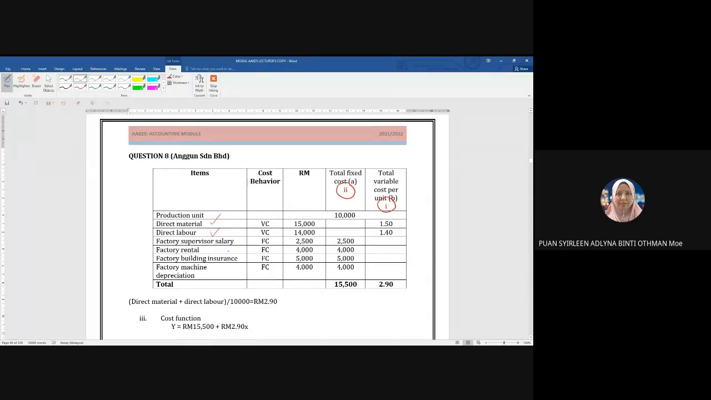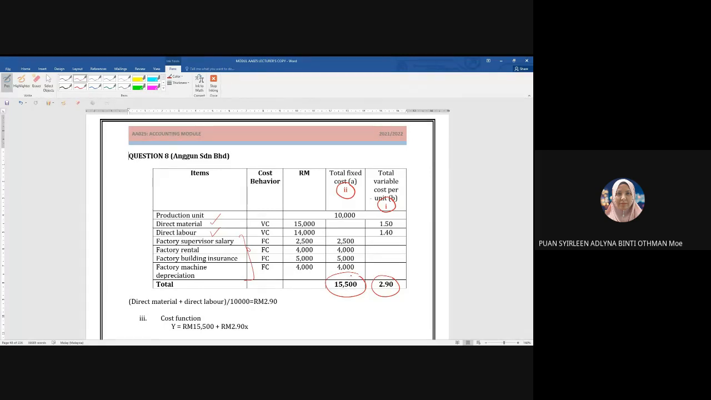Okay, so saya dah tahu direct labor is variable cost, direct material is variable cost. So campur dua ni per unit, kita akan dapat RM2.90. Alright, and then the rest of the items adalah fixed cost. So jumlahkan fixed cost, saya akan dapat 15,500. So for Roman 1, my answer will be RM2.90. For Roman 2, my answer will be RM15,500.